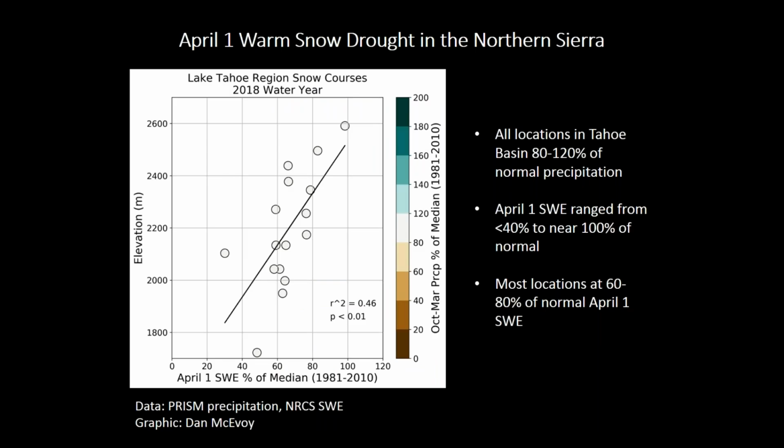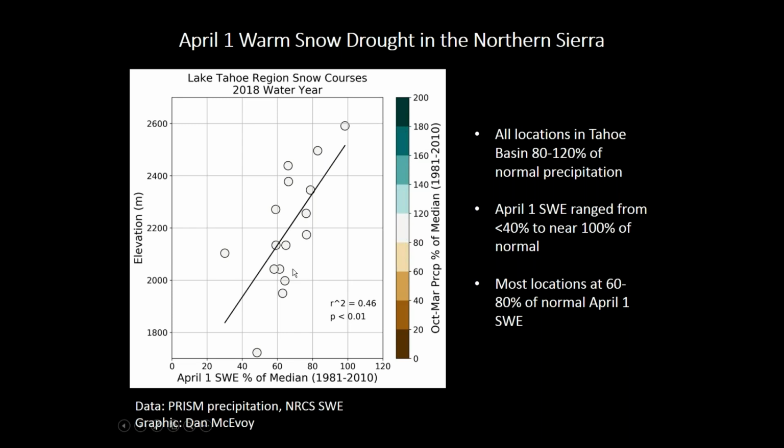And then I want to talk a bit more about the elevation gradient. And so what I'm showing now is, so this is again for the Lake Tahoe Basin. On the x-axis, we have the April 1st percent of median SWE from the snow courses in the region. And then the y-axis is the elevation of those locations. And then the dots are actually colored by the percent of median precipitation, which is the color bar there. And so a few things to point out here.